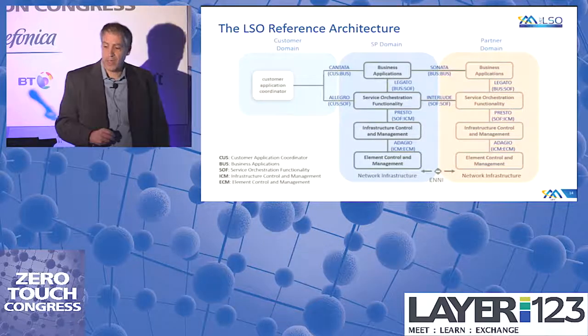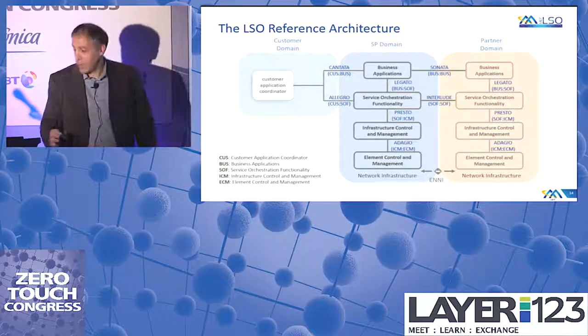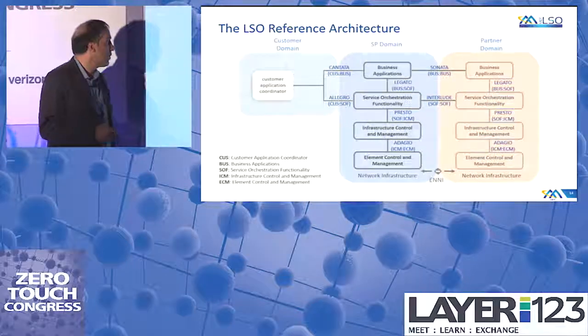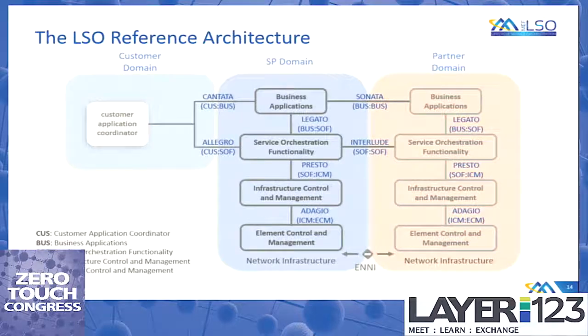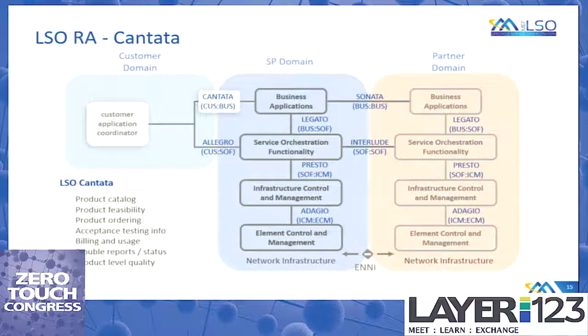So this is the LSO Reference Architecture. I think I have some time, so I can go through some of the interfaces. Cantata is between the customer portal and the business logic. This is the product catalog, the ordering, the visibility of the product, if I have it or not, and the billing, all the things that you need in order to order a service.